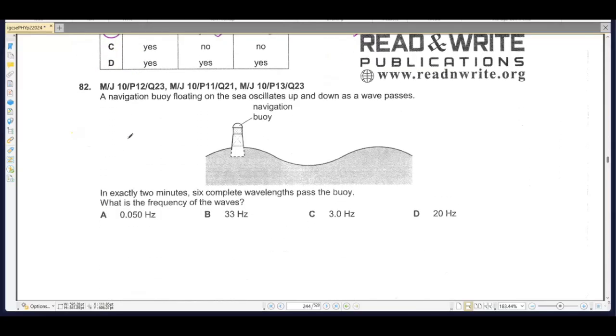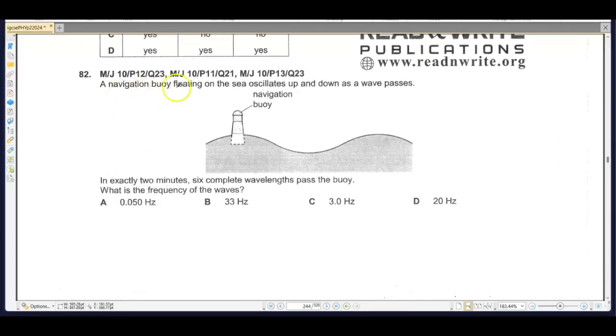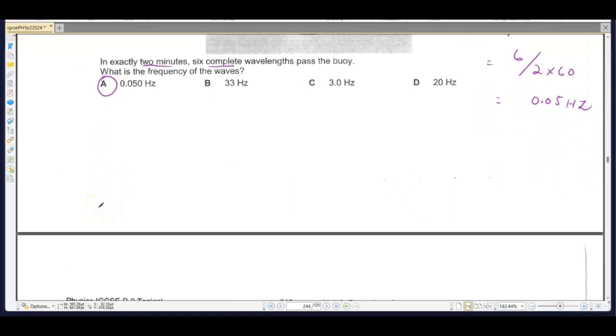Okay. Question number 82. A navigation buoy floating on the sea oscillates up and down as a wave passes. In exactly 2 minutes, 6 complete wavelengths pass the buoy. What is the frequency of the wave? Okay, the formula for frequency is 1 over T. So 6 complete wavelengths pass in a time of 2 minutes, and 2 minutes has to be converted into seconds. So this is going to give us an answer of 0.05 hertz, and A is the correct option for that.